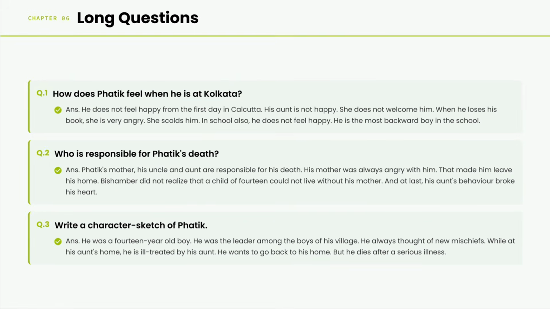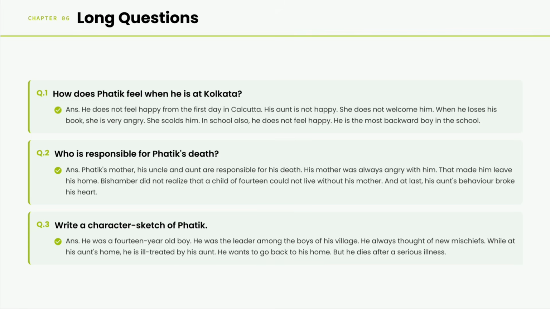Long questions from chapter 6. Question 1. How does Fatik feel when he is at Kolkata? Answer: He does not feel happy from the first day in Calcutta. His aunt is not happy. She does not welcome him. When he loses his book, she is very angry. She scolds him. In school also, he does not feel happy. He is the most backward boy in the school.